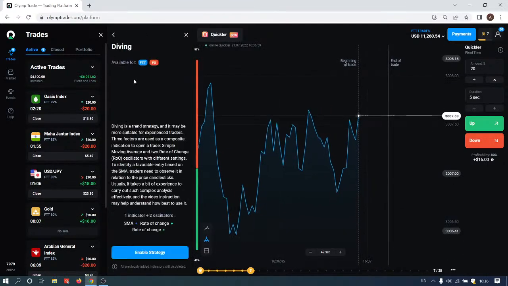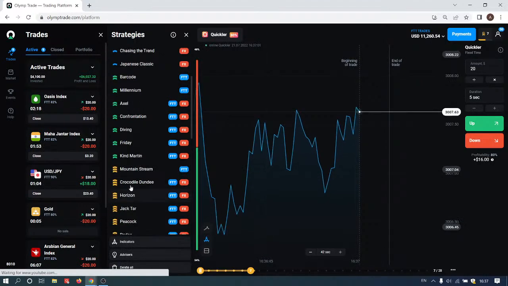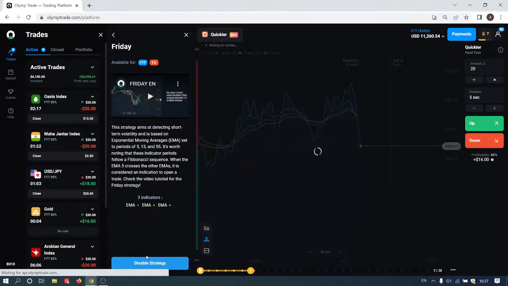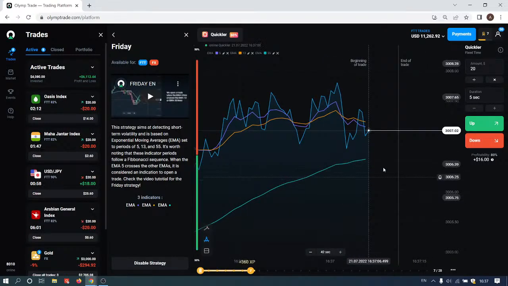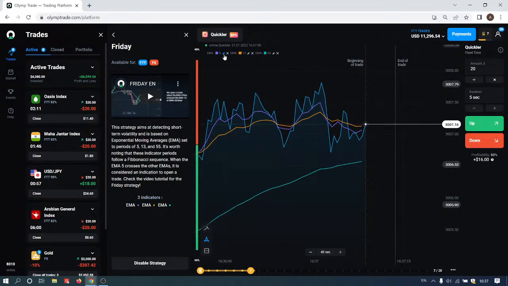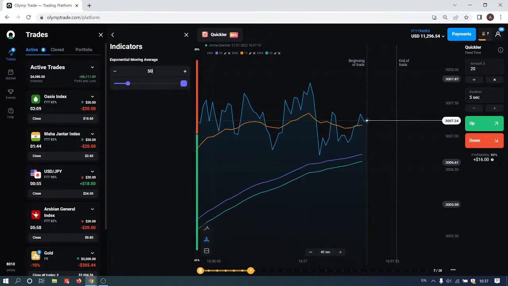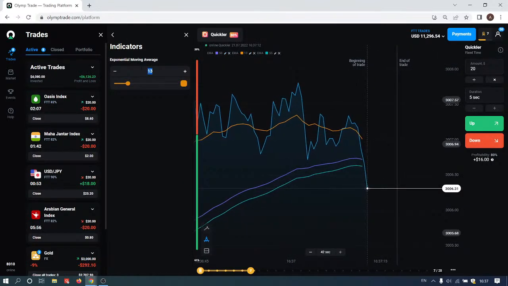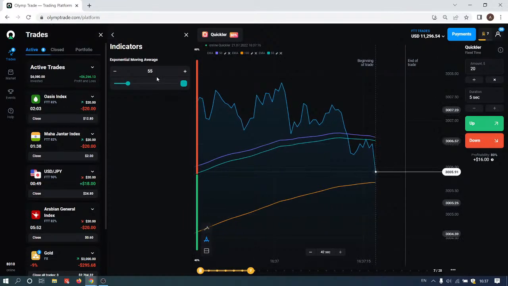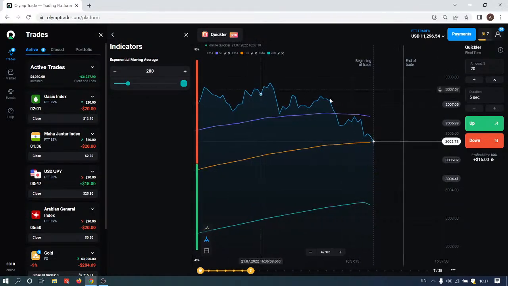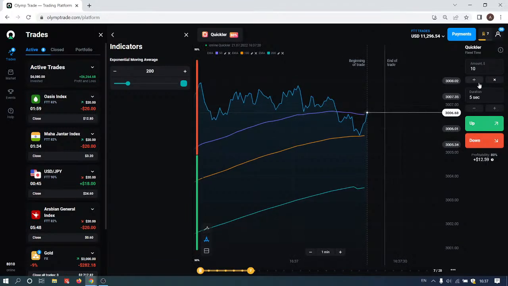Friday trading strat. No diving. It's Friday, so I enable Friday, and let's go ahead to area chart. And I want to show you something interesting. So what you want to do with Quickler is you want to switch to these. Let's turn our Friday into Jectar, all right?